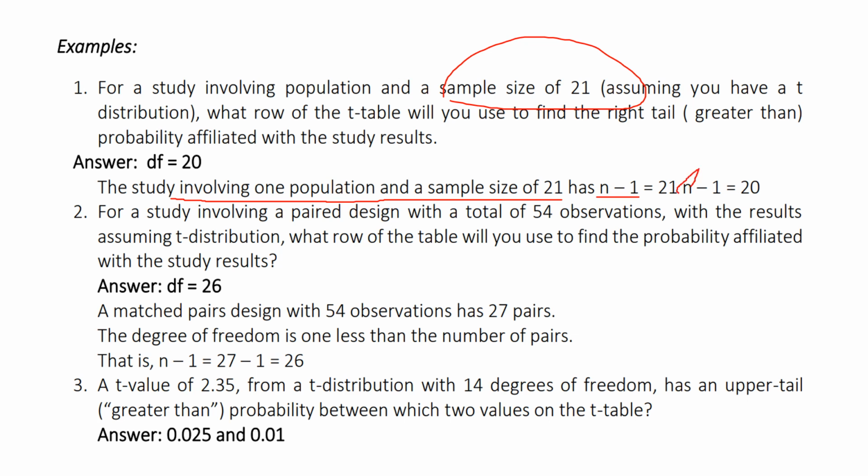So there's a typo here of n, no? There is no n here. You need to erase this one. So 21 minus 1 is equal to 20.